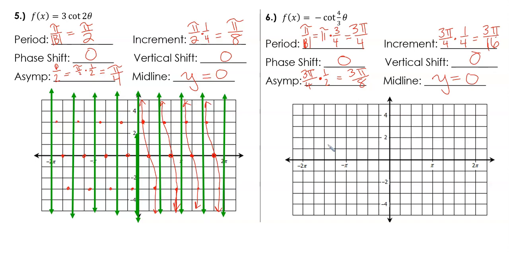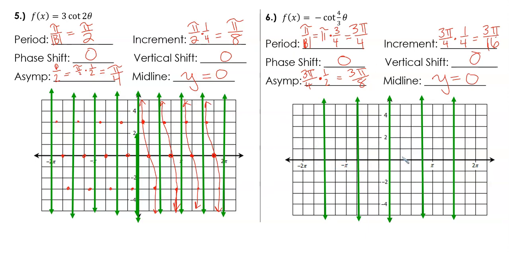So let's take a look here. Again, I'm going to start by looking at that first asymptote. I don't have a phase shift, so with cotangent, my first asymptote is on the y-axis. My period is 3 pi over 4. So each line here is pi over 4, so I'm going to go out 3 pi over 4. 1, 2, 3 pi over 4 here. 1, 2, 3 pi over 4 here.